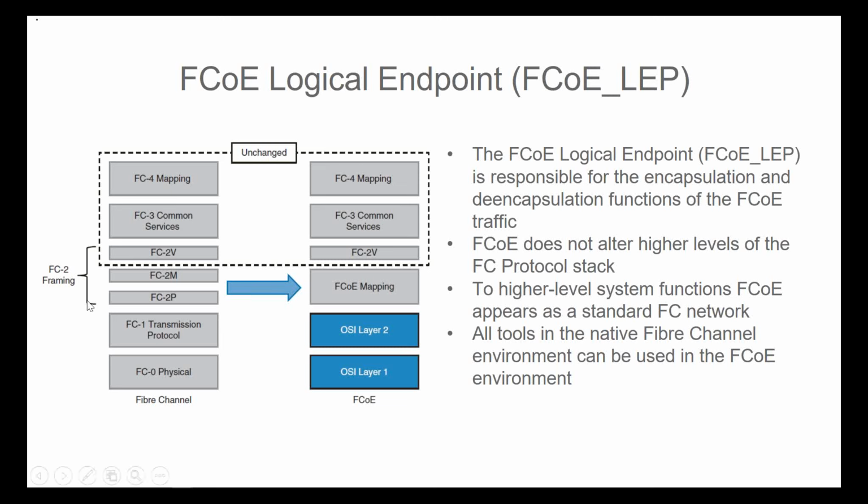The environment has 5 layers, starting at layer 0 and working its way up. The physical layer and the transmission protocol layer map to OSI layers 1 and 2. And then you have some FCoE mapping. Beyond that, at the higher levels, those are going to be identical to the Fibre Channel protocol.